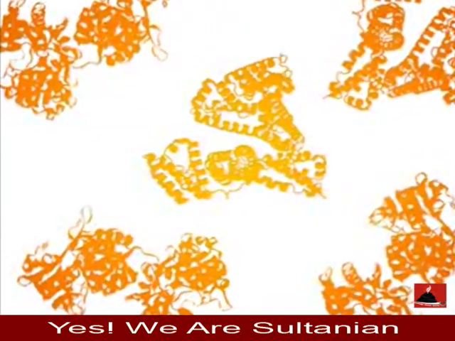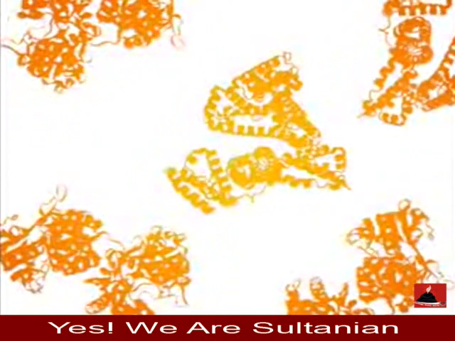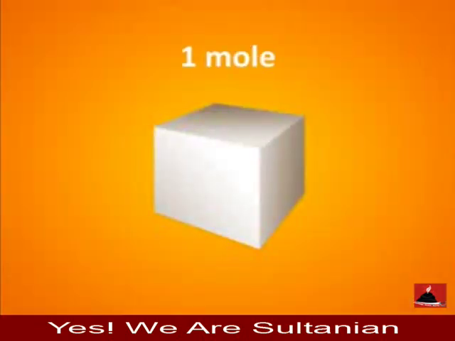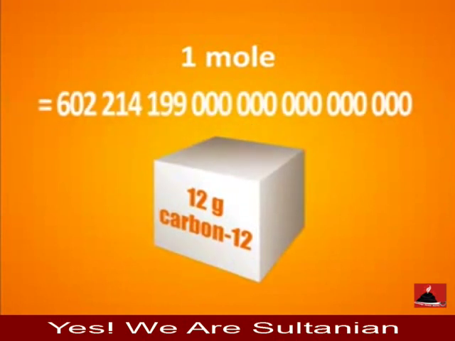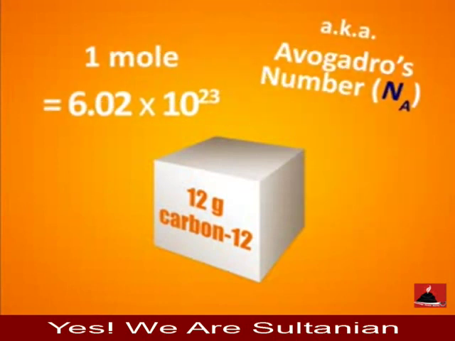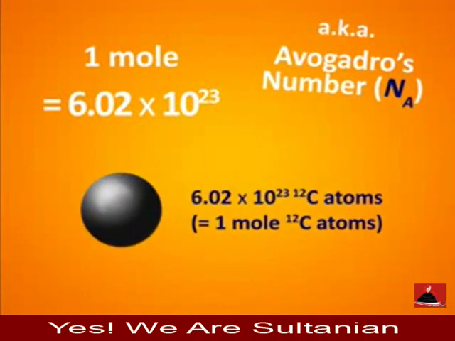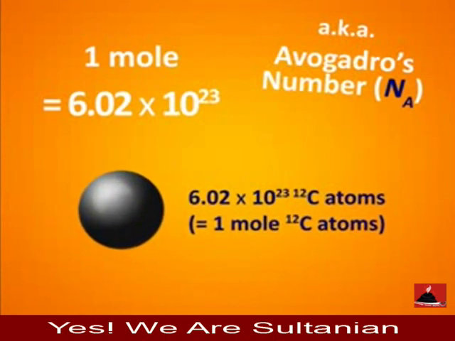But when you're dealing with atoms and molecules, you are dealing with objects so tiny that it makes no sense to count individual particles or even dozens of particles. Instead, just as grocery shoppers use the word dozen, chemists use the word mole, which represents the number of carbon-12 atoms in 12 grams of carbon. This number is around 6.02 times 10 to the 23rd power. This number is also known as Avogadro's number, which we give the symbol capital N sub A. So the number of carbon-12 atoms in 12 grams of carbon is Avogadro's number.